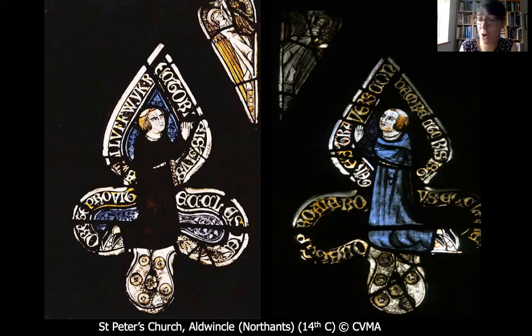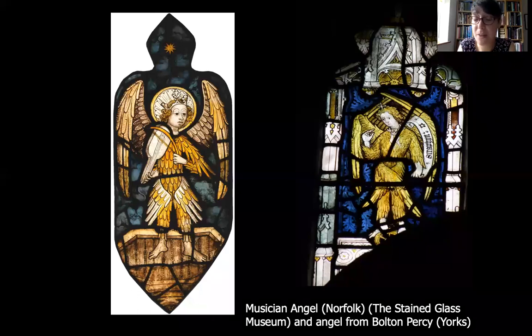Those parts were normally actually reserved for the company of heaven. Angels often took the tracery lights, sometimes images of God himself or the Trinity. And I couldn't resist showing you these 2 wonderful feathered angels, which were very popular in the 15th century. The one on the left is probably from Norfolk and is today at the Stained Glass Museum, and the one on the right from Bolton Percy in Yorkshire is still in the church there.